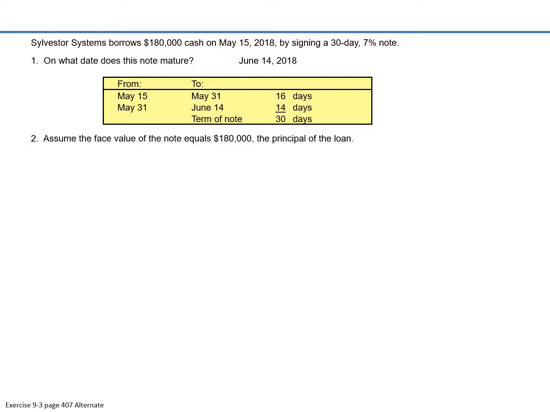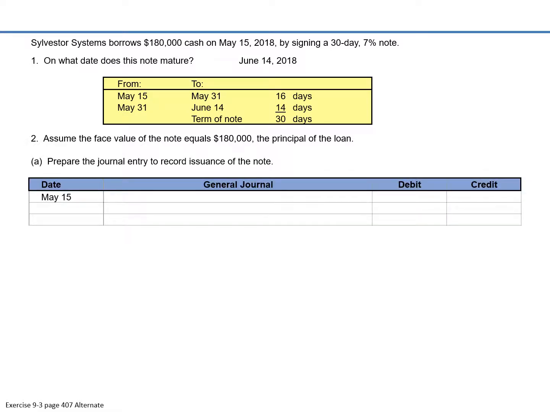Assume the face value of the note equals $180,000, the principal of the loan. What's our journal entry? Debit cash, credit note payable, right? We got cash from the bank in exchange for a note.